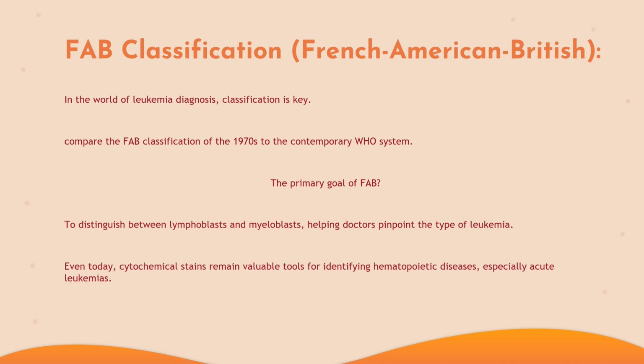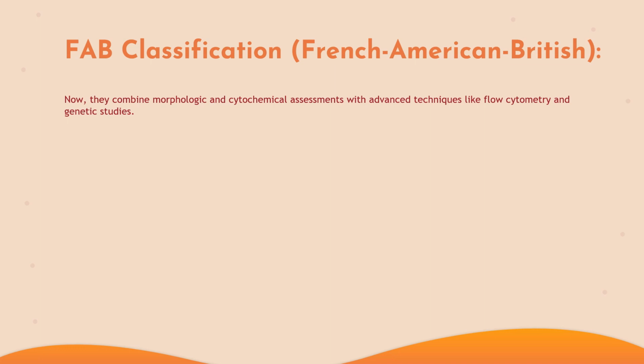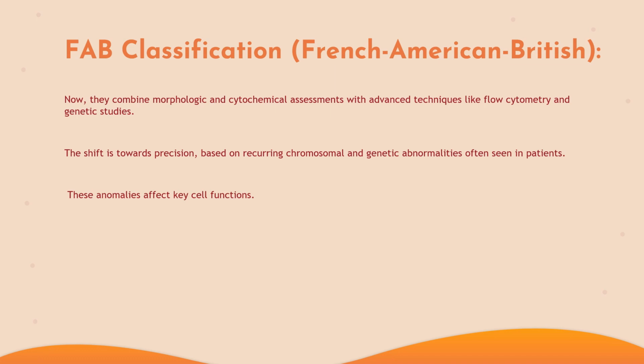Even today, cytochemical stains remain valuable tools for identifying hematopoietic diseases, especially acute leukemias. But hematologists and pathologists have evolved. Now, they combine morphologic and cytochemical assessments with advanced techniques like flow cytometry and genetic studies. The shift is towards precision, based on recurring chromosomal and genetic abnormalities often seen in patients. These anomalies affect key cell functions.